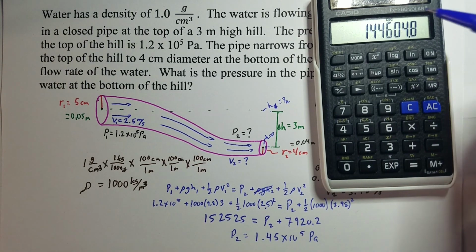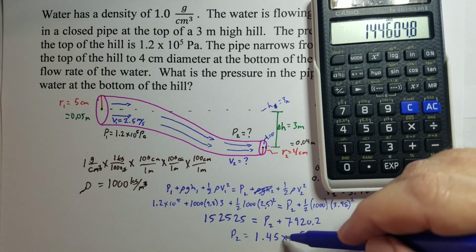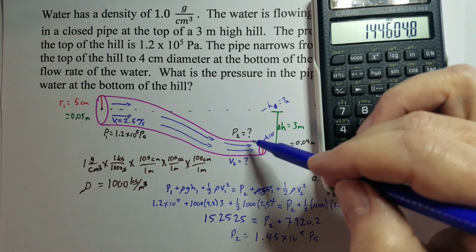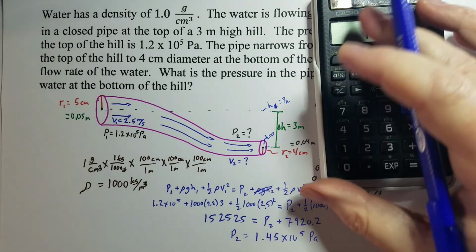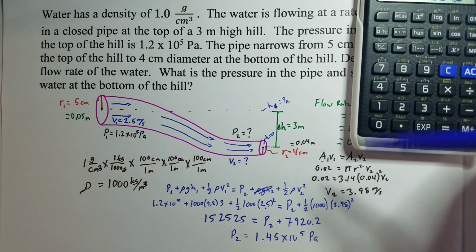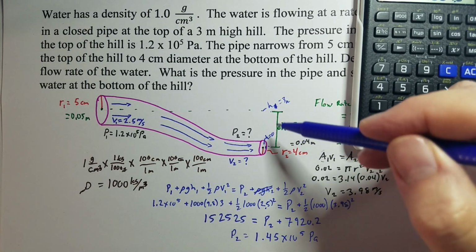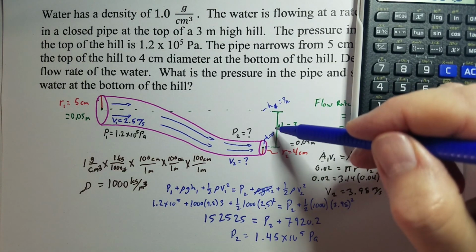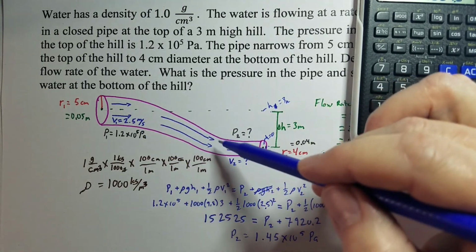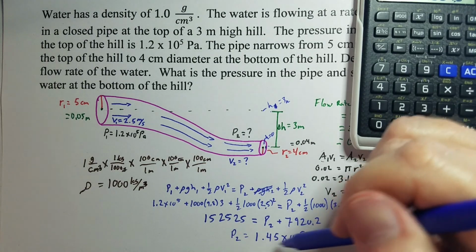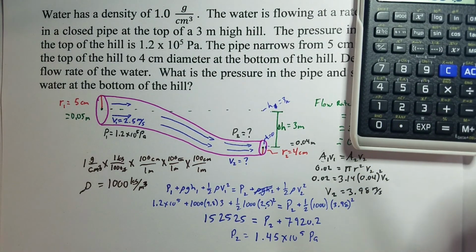And so the pressure actually increased when that water went down. Even though the water is moving slightly faster, it went from 2.5 to nearly 4, so that should reduce the pressure. But it also dropped 3 meters, so you've got technically more of the weight of that water pressing down, and so our pressure actually went up slightly.